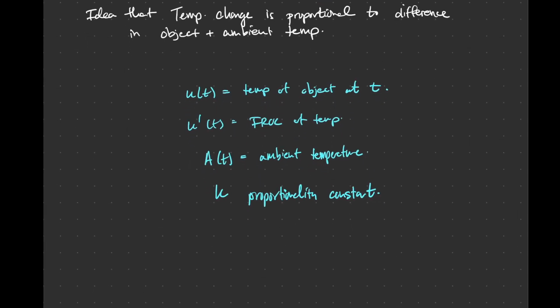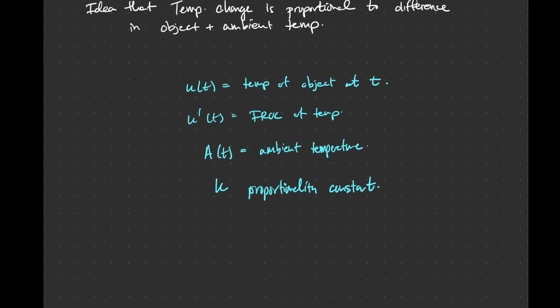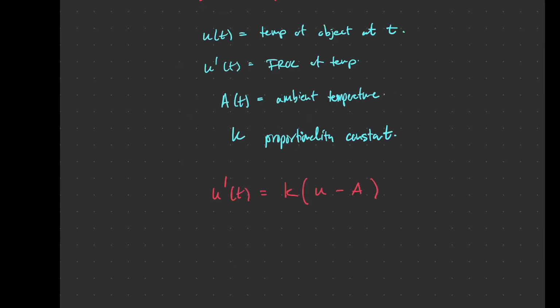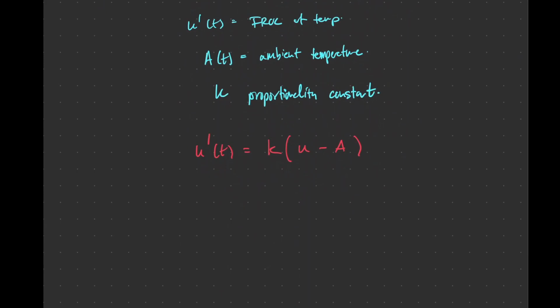Now to build this, the change is proportional to, so the way I'm reading this is the rate of change u prime of t is proportional to the difference between the object and ambient temperature. So proportional to meaning scale this quantity. What is that quantity? The difference in the object, which is u, and the ambient temperature, which is a. So u minus a. Okay? So this is writing this sentence in the language of differential equations. Rate of change is proportional to the difference between the temperature and the ambient temperature.